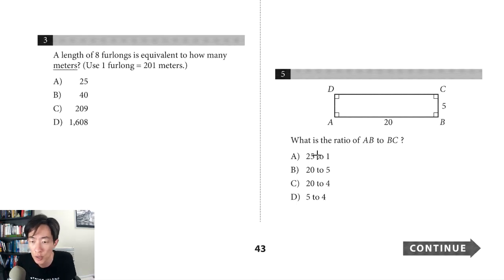Question 5, what is the ratio of AB to BC? AB, they're telling us, is 20. And BC is 5. So this can be expressed as 20 colon 5. This can also be expressed as 20 over 5. Notice the answer choices, they're just using English. So it's very simple. AB to BC is 20 to 5, and B is the answer.